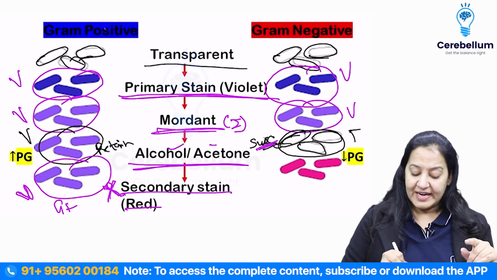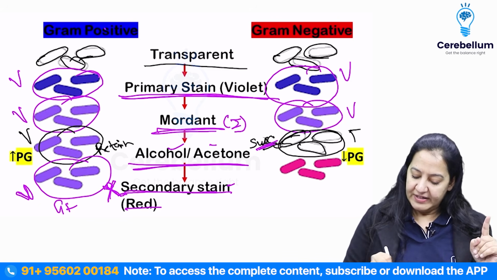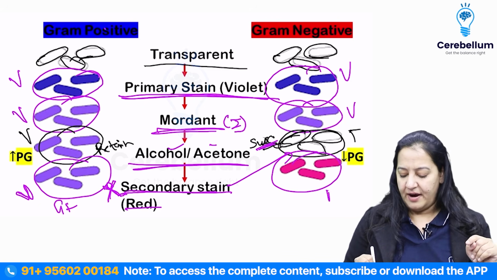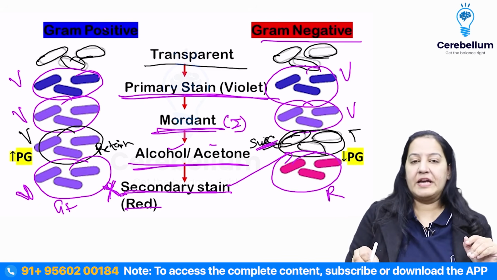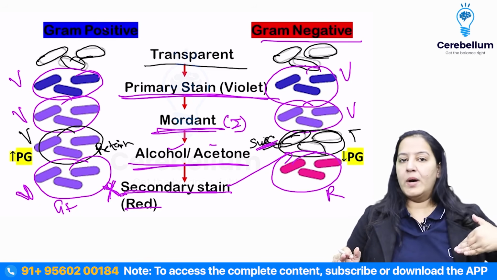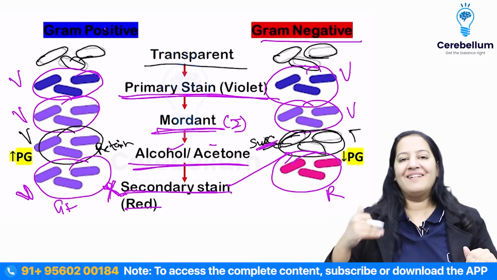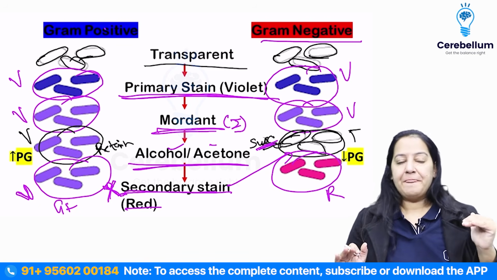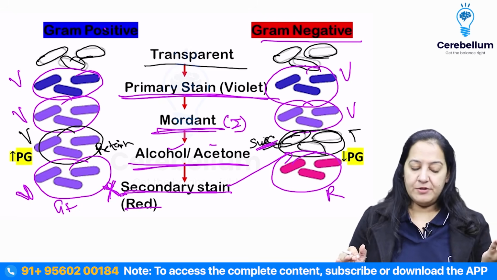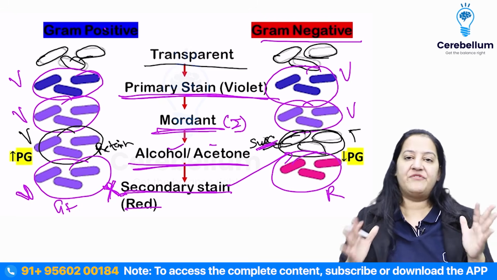So when you provide the secondary stain, which is a red stain, they will take the red stain and in the end they are red. The red ones are the gram-negative. So what is the summary? The violet ones are gram-positive, the red ones are gram-negative. Why are the violet ones gram-positive? What is the main step which differentiates them?